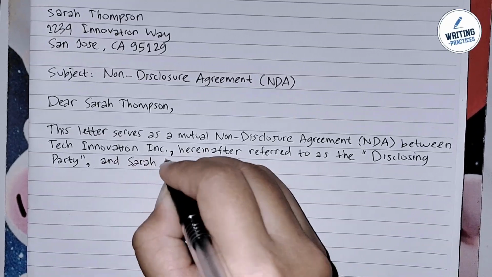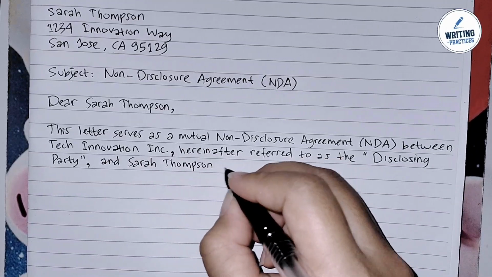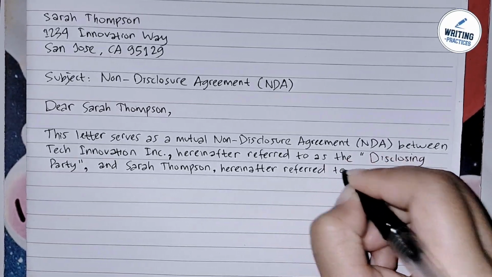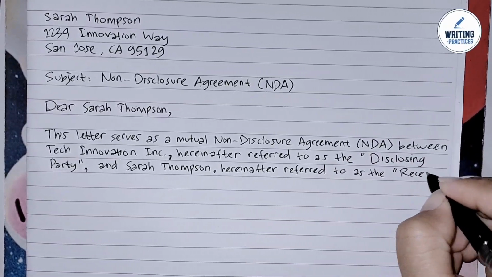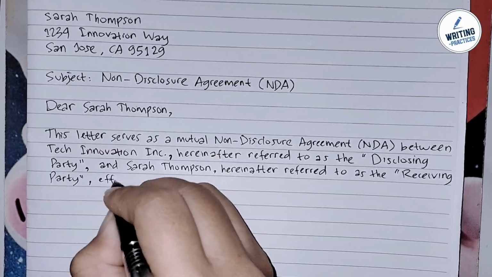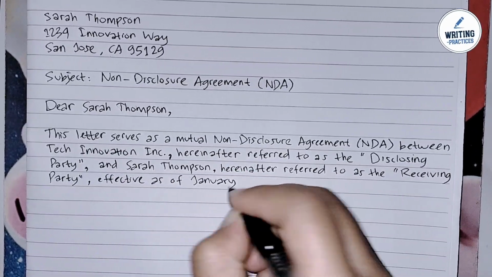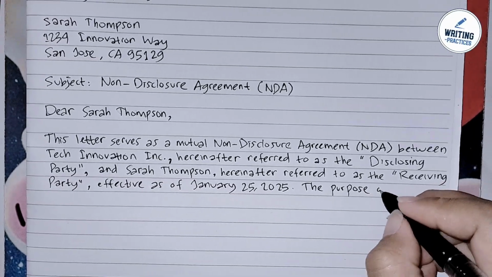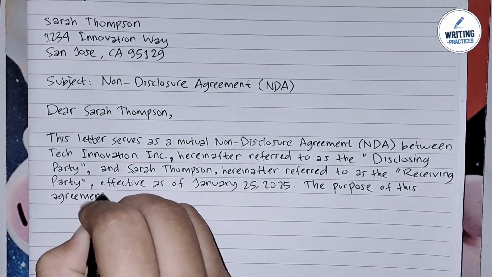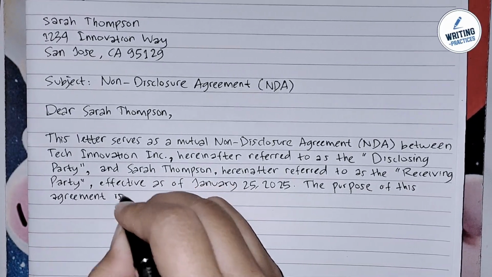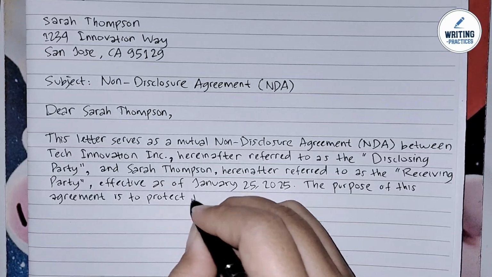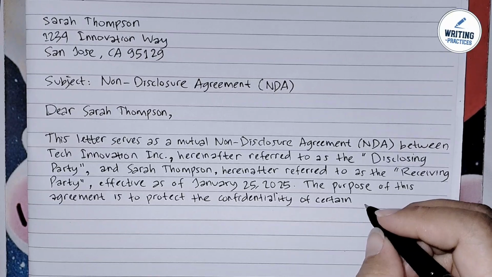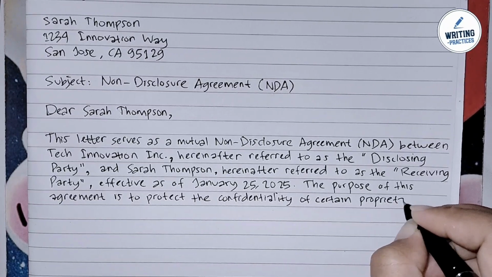For example, you can write something like, "This letter serves as a mutual non-disclosure agreement, or NDA, between Tech Innovations Inc., hereinafter referred to as the disclosing party, and Sarah Thompson, hereinafter referred to as the receiving party. Effective as of January 25, 2025." Besides, this paragraph also briefly mentions the reason for the disclosure of confidential information. For example, the purpose is to explore a potential business partnership.